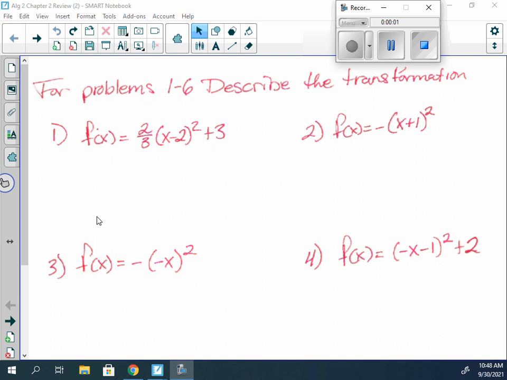Questions on problems 1 through 6? Okay. Questions on problems 1 through 6? Okay, so if there's no questions on 1 through 6, we'll move on to 7 through 10. Questions on problems 1 through 6?